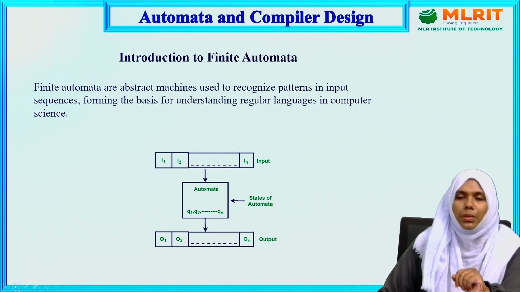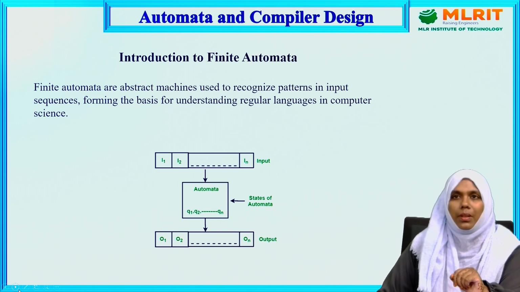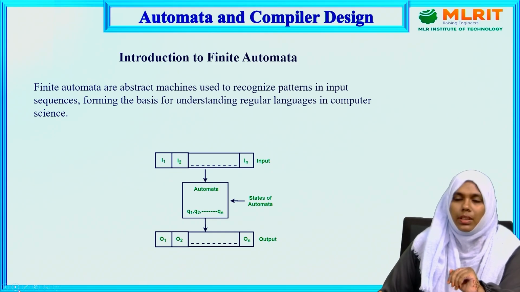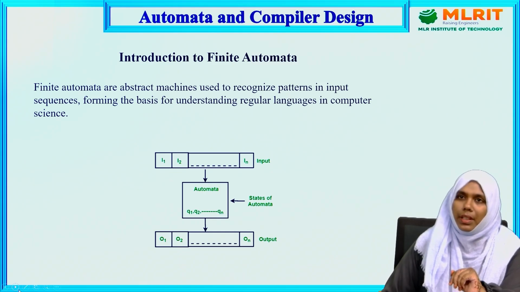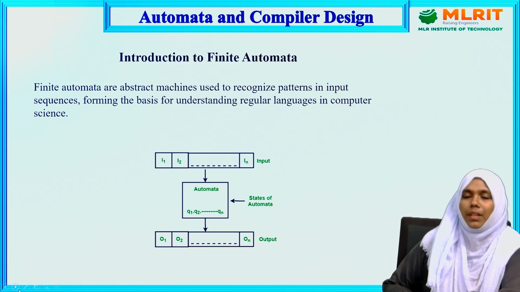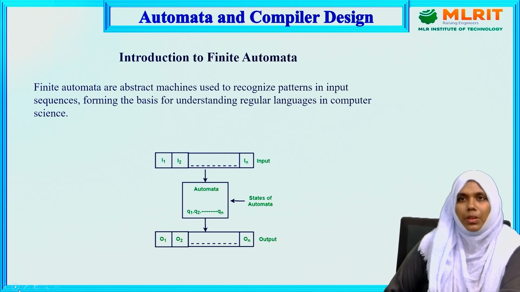Now I'm going to start with the first topic of unit 1, that is the introduction to finite automata. Before discussing that, in the last class we gave an introduction to automata. In automata there are 4 types: finite automata, push-down automata, linear bounded automata, and the last one, the Turing machine.